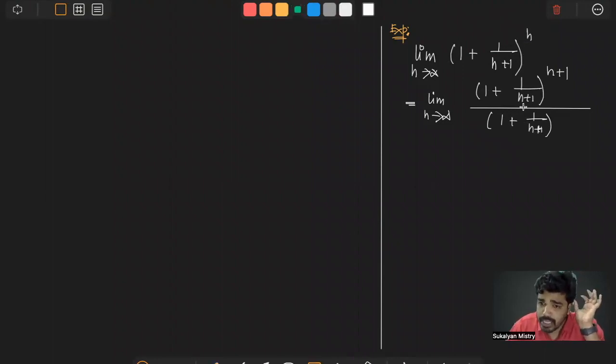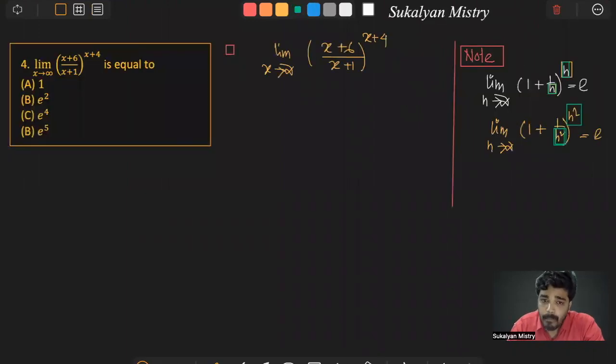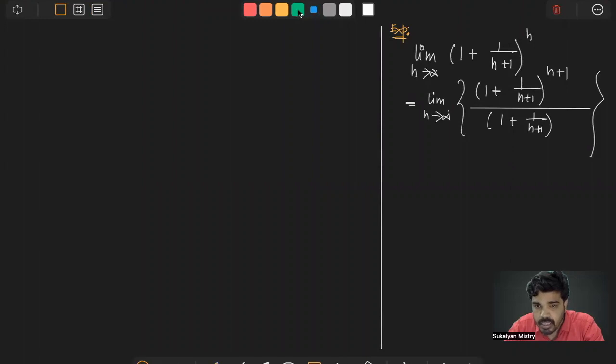ঠিক, বোঝা গেল নিশ্চয়ই? এবার দেখো, এবার যদি limit n tending to infinity (1 + 1/n)^n equal to e, ওকে, আমরা জানি লিমিটটা নিউমারেটরের উপরে হবে, লিমিটটা ডিনোমিনেটরের উপরে হবে। limit n tending to infinity (1 + 1/(n+1))^(n+1), that is e. এই টার্মটা দেখো, so value of this limit will be e, right? Value of this limit is e.